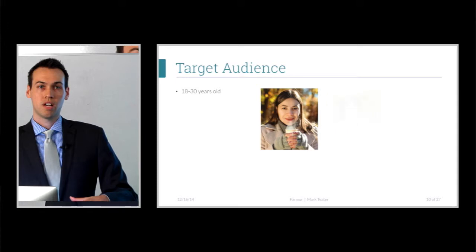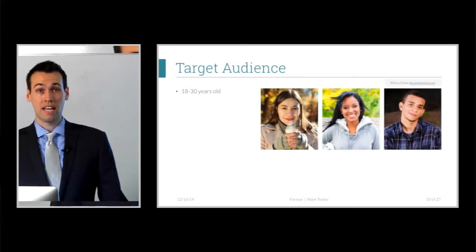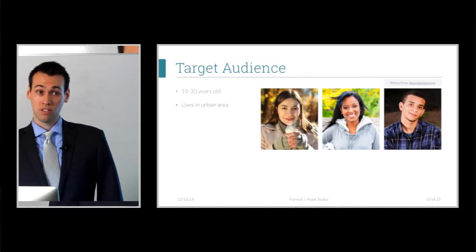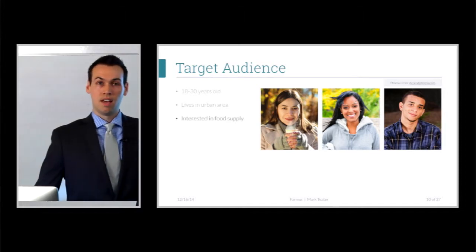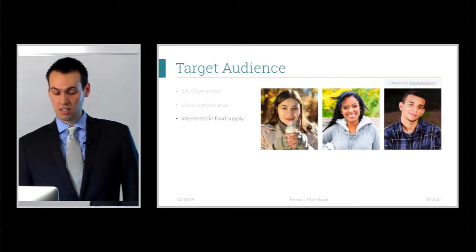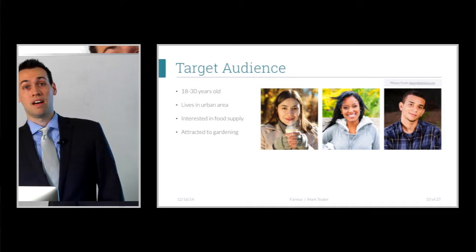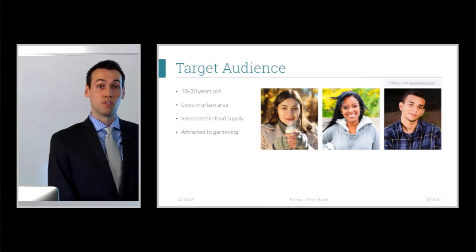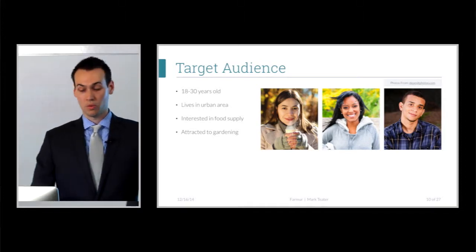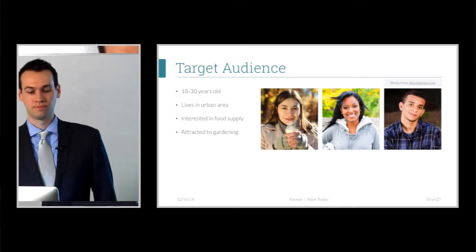So with all this research, I condensed it down to my target audience, and I came up with 18 to 30-year-olds who live in urban areas. They are interested in the food supply, how it affects them, how they could be involved. And they are attracted to gardening. Maybe they're already gardening, maybe they have experience with friends who are gardening, but overall they're really interested in just getting involved in some form, even if it's a small way.